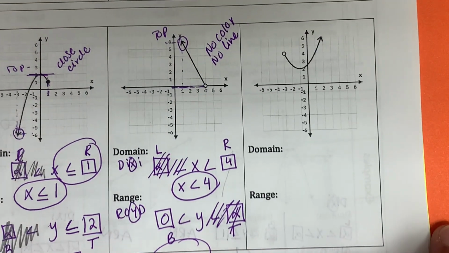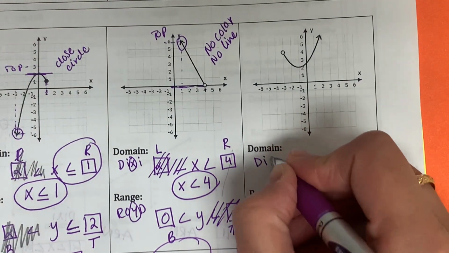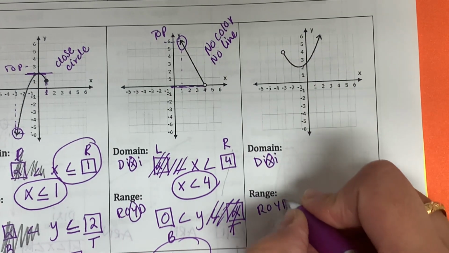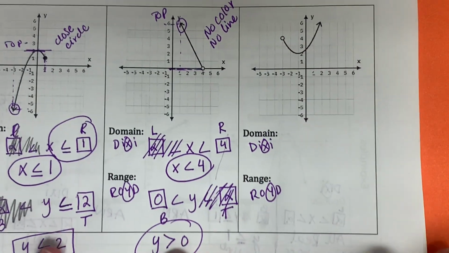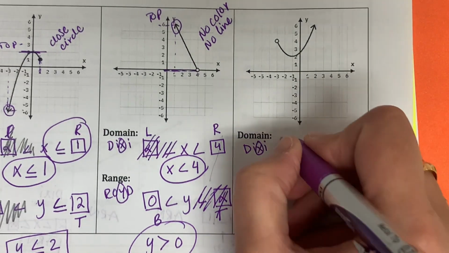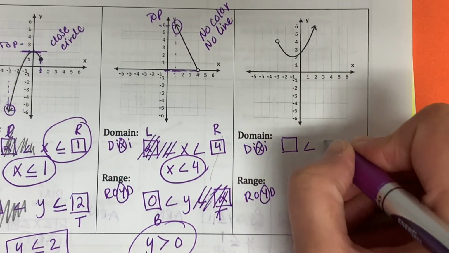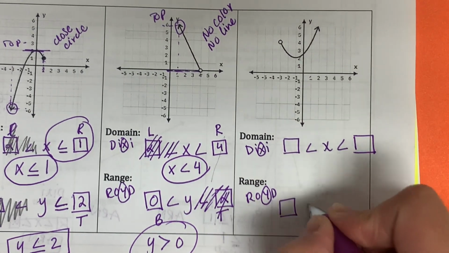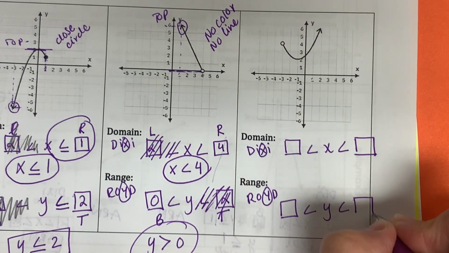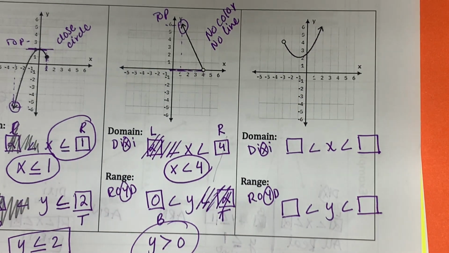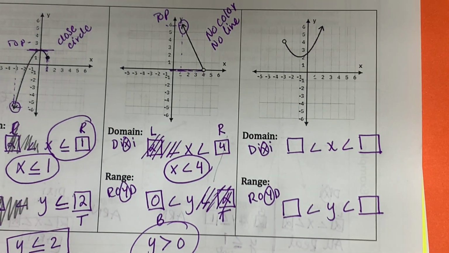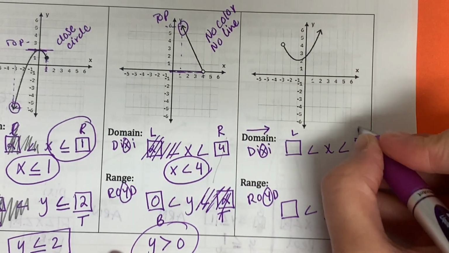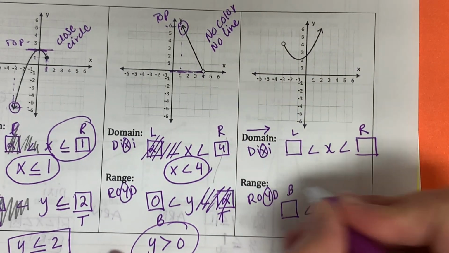The third example, we're going to do the same thing. Write your keyword Dixie. Domain is X, range is Y. Now put your boxes in for both domain and range. Now all we're going to do is write in the numbers. Domain is left to right, so I need left and right, and then range is bottom to top, so I need bottom and top.